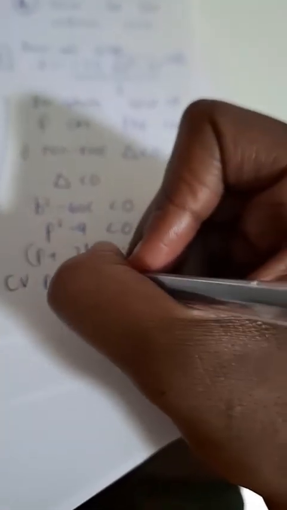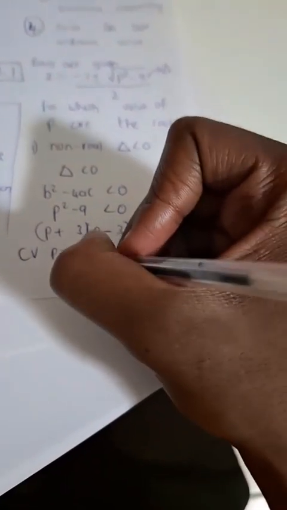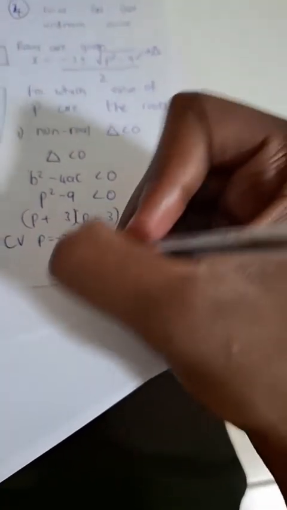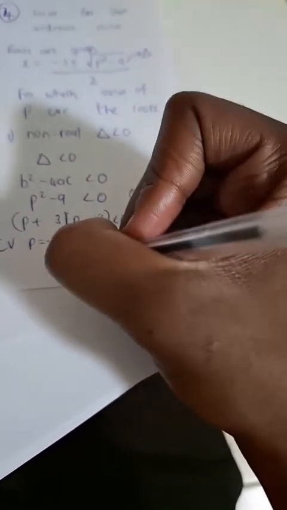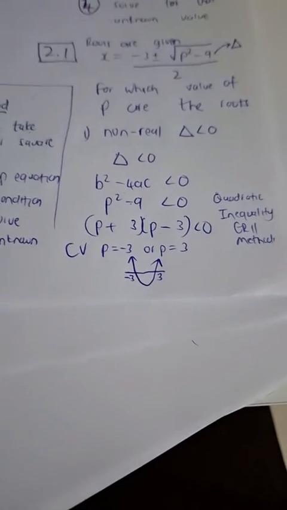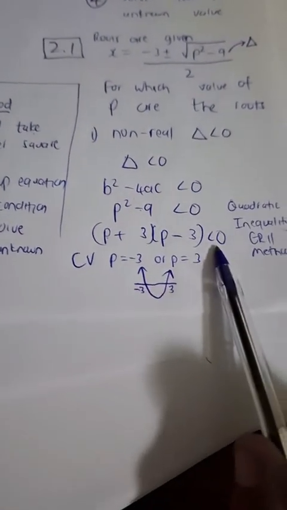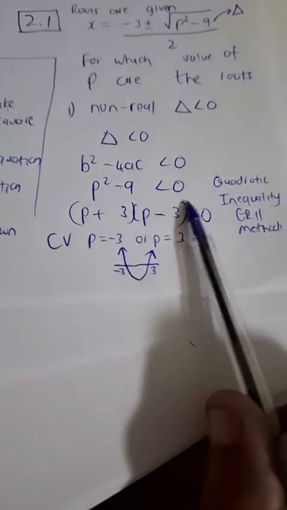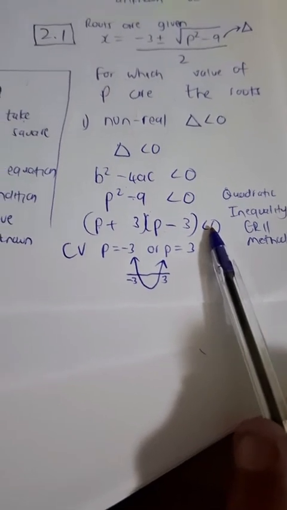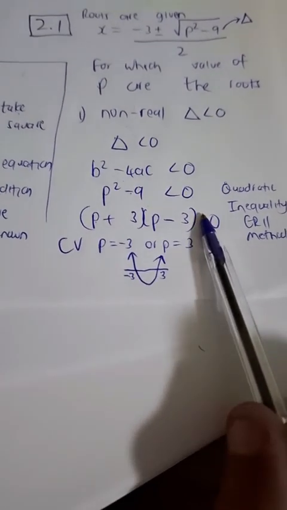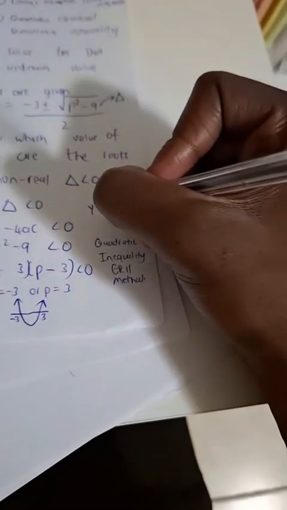Then next step, I write down the critical values. P is equal to -3 or P is equal to +3. Those are my critical values. Then graphical representation: -3, smallest critical value, biggest critical value. And from yesterday's live lesson, I mentioned that when we have less than 0, that simply means negative for y. That's when y is negative.